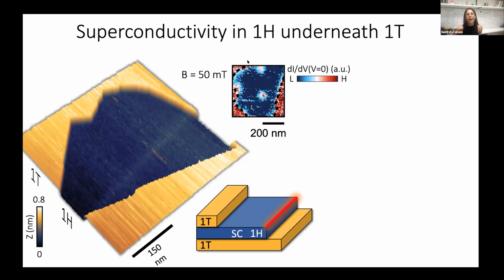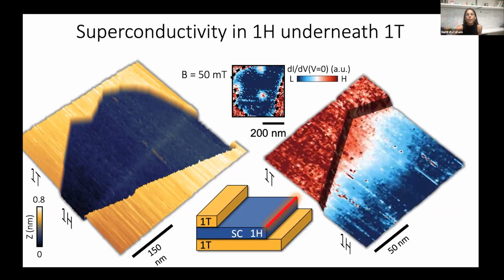So first of all, we applied magnetic field at low temperature, and we were able to again see the superconductivity, the Abrikosov vortex lattice. And interestingly, when we go to the edge, we see a vortex, a partial vortex that continues down in the 1H layer below the 1T layer that covers it, which means that the superconductivity continues both in the exposed layer, and it continues into the 1H layer that is covered by this 1T layer above.